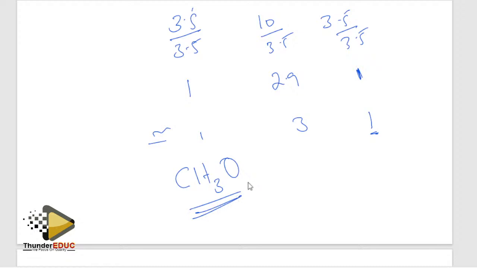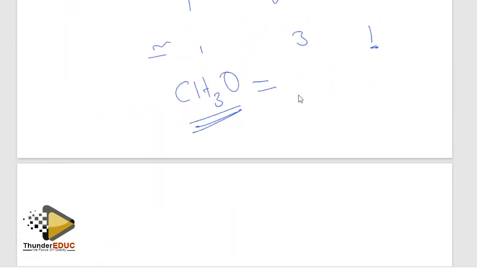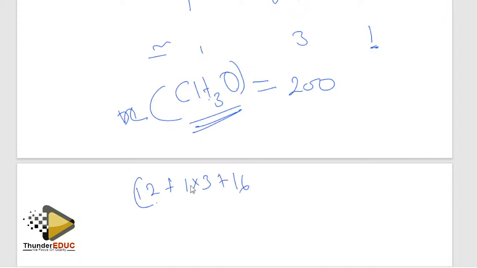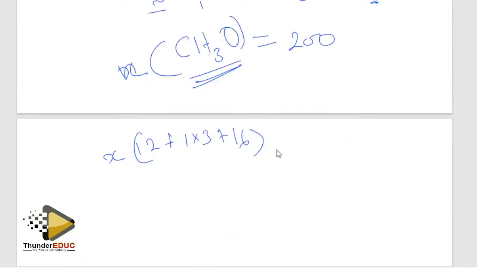But if they ask you the molecular formula, then you have to equate it to the molecular mass. They give you the molecular mass as 200, so you say it is equal to 200. You put the empirical formula in a bracket with X or n, whatever you use. So it's 12 plus 1 times 3, plus 16 times 1, because it's 1. All of it is in the bracket, so that we need to find out what X is.